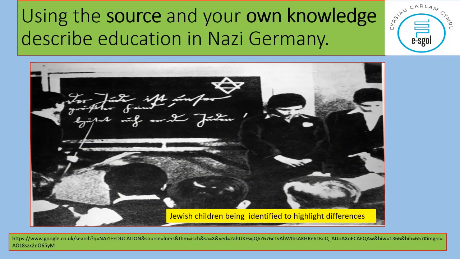I'm also going to look at another question 1 from the Germany module now. Using the source and your knowledge, describe education in Nazi Germany. Usually it would give you a date. It would say 1933 to 39, for example, to allow you to specialize in a certain period of history. So let's have a look.